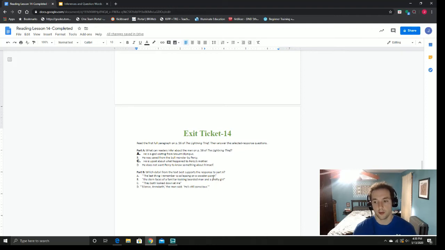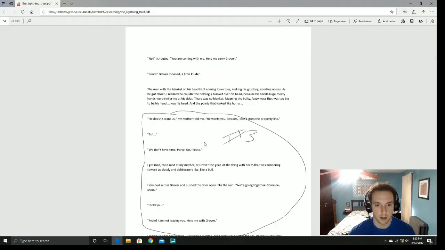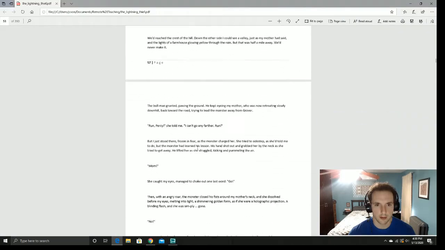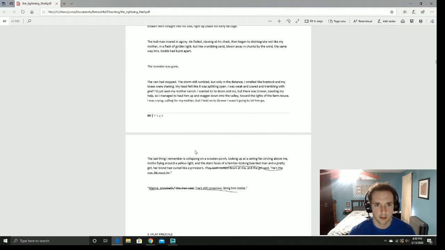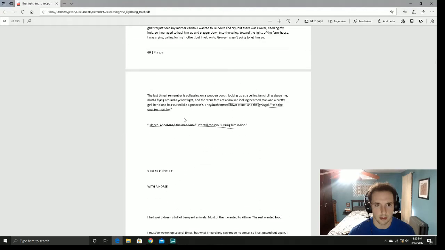And so one last inference, which is the very end of the chapter, and it says, read the first full paragraph on page 56. And so it's 56 of the book, but in the electronic version, it is page number 61.